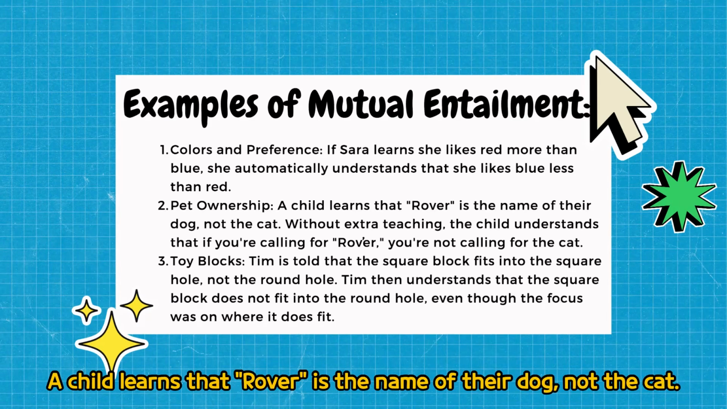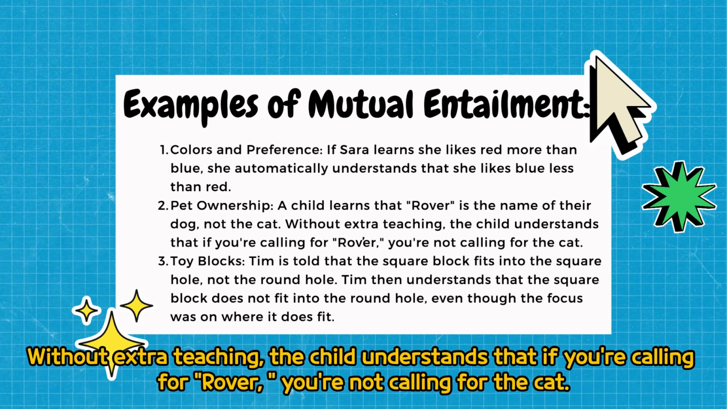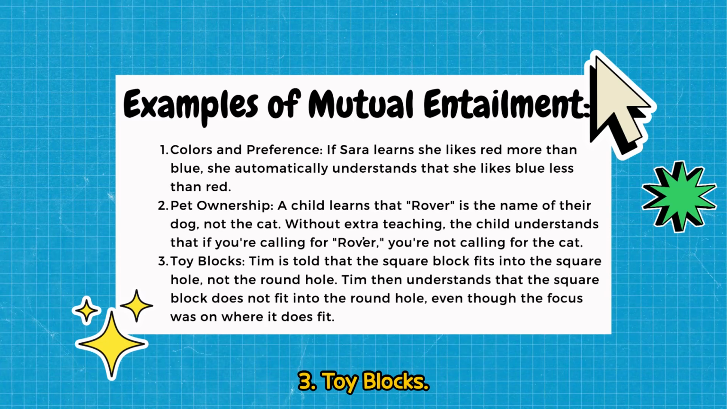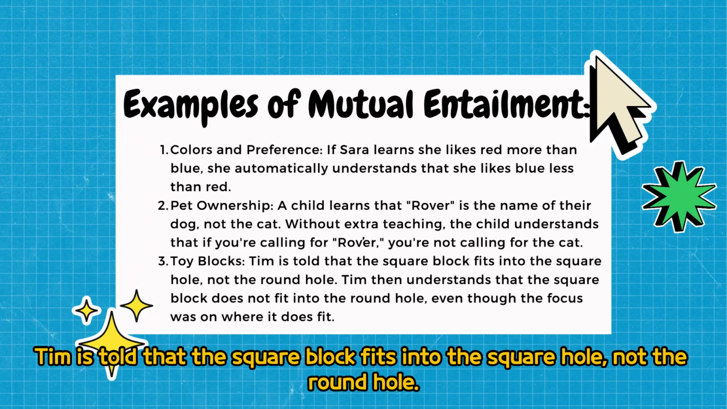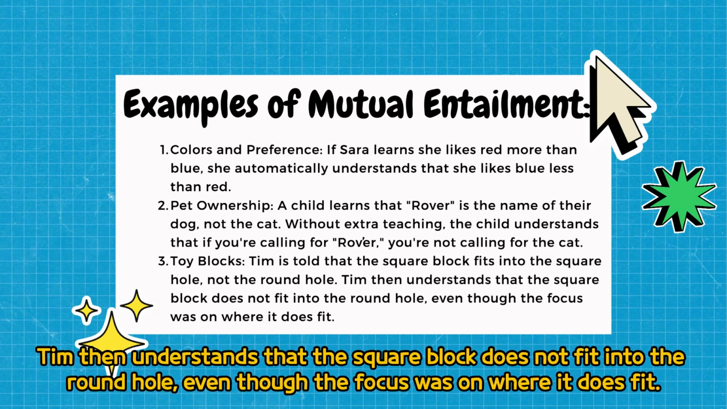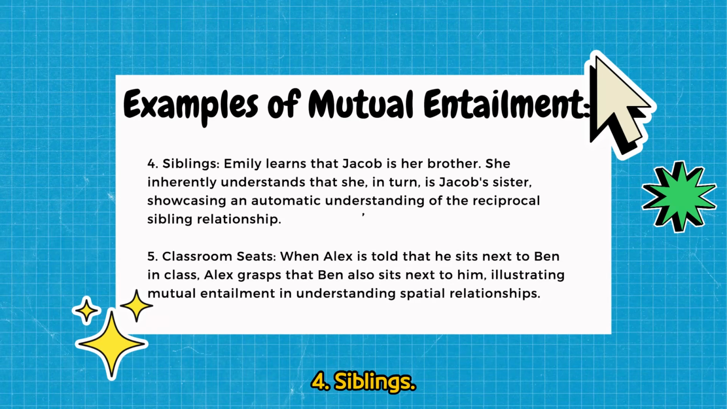2. Pet ownership. A child learns that Rover is the name of their dog, not the cat. Without extra teaching, the child understands that if you're calling for Rover, you're not calling for the cat. 3. Toy blocks. Tim is told that the square block fits into the square hole, not the round hole. Tim then understands that the square block does not fit into the round hole, even though the focus was on where it does fit.